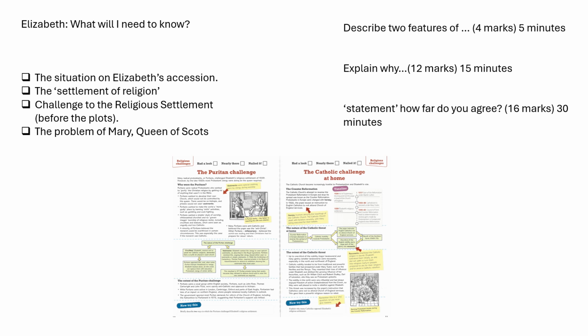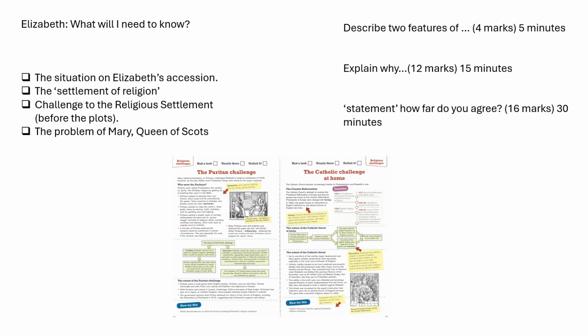You're going to need to understand how the religious settlement was challenged, so thinking about challenges from the Puritans, thinking about challenges from Catholics. That particular bullet point is about the period of time before the plots. So you're thinking about the immediate challenges like the vestment controversy, the crucifix controversy, and the problem of counter-reformation and recusants. You're also going to need to think about the problem of Mary, Queen of Scots.